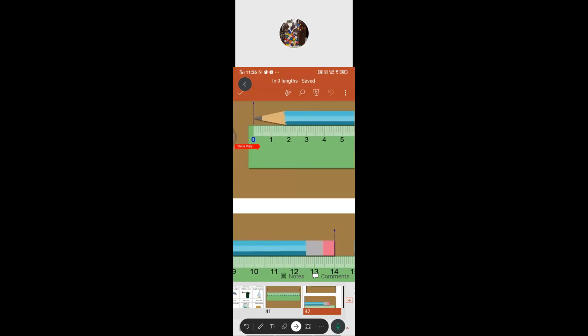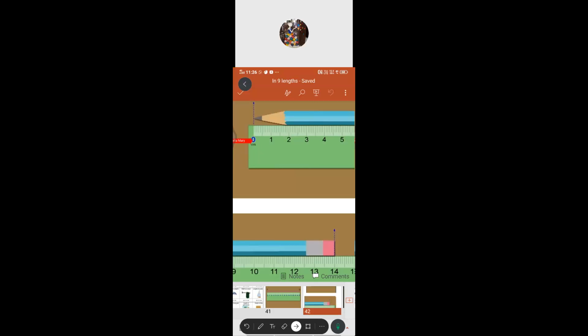Ma'am, my pencil is 15 kilometer, ma'am. 15 kilometers? Now only I said kilometer, 15 meters. Not meters, centimeters, centimeter. See that one?